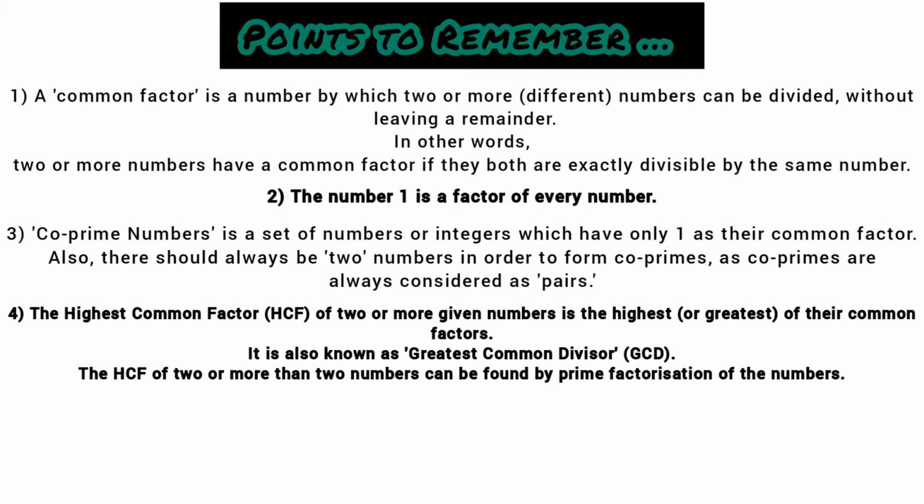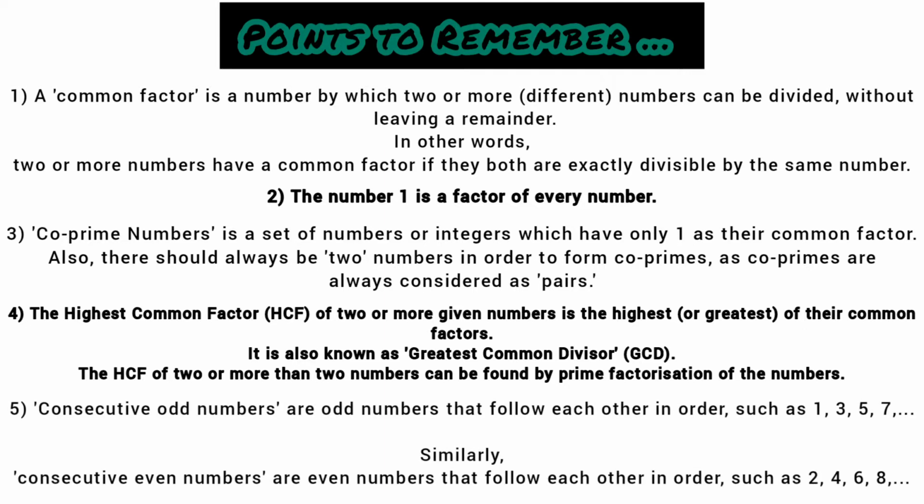The highest common factor or HCF of two or more given numbers is the highest or greatest of their common factors. It is also known as greatest common divisor. The HCF of two or more than two numbers can be found by prime factorization of the numbers.